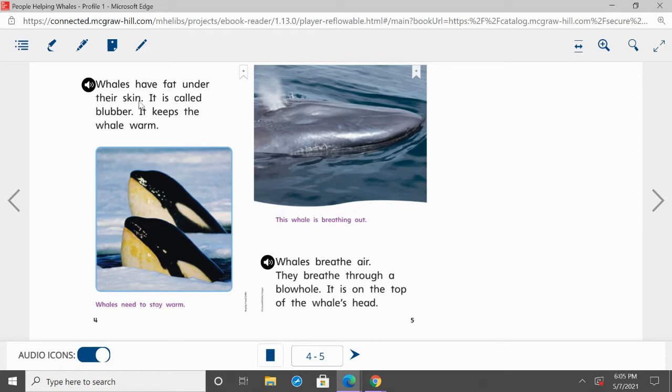Whales have fat under their skin. It is called blubber. It keeps the whale warm. Well, I'll read this caption. Whales need to stay warm.